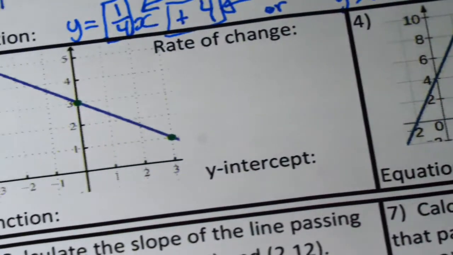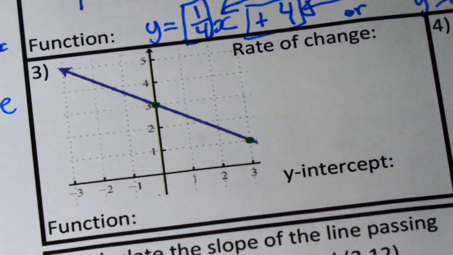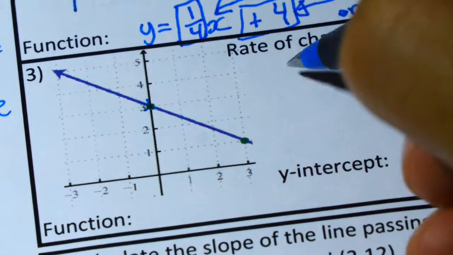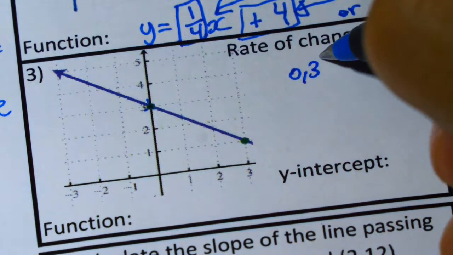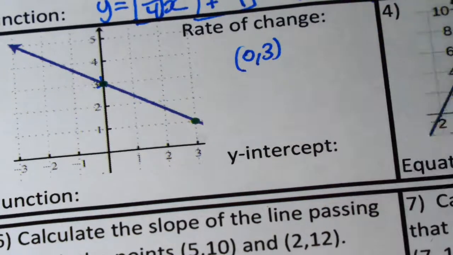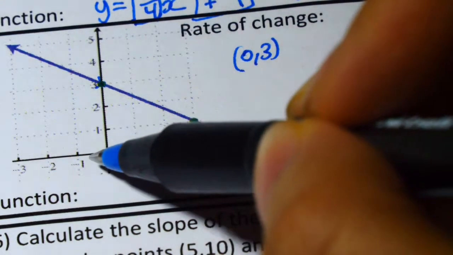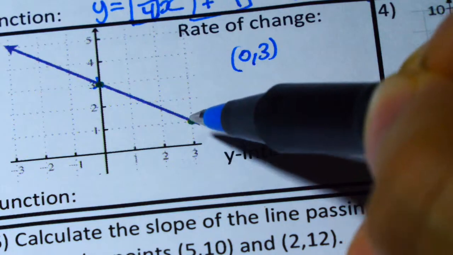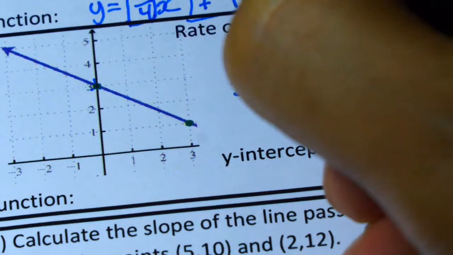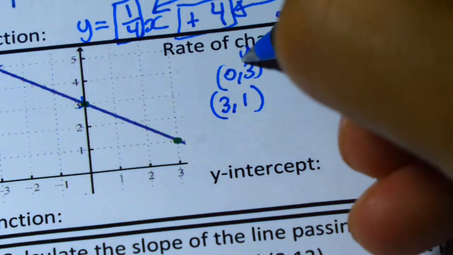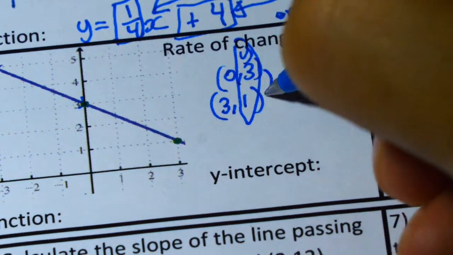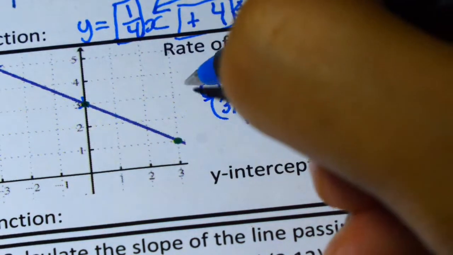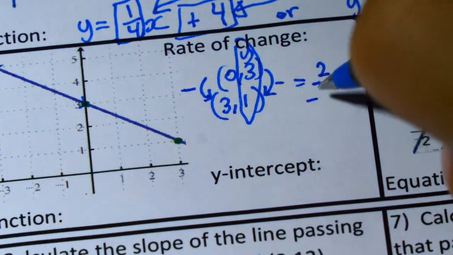Okay, question number 3. Rate of change. Again, we pick 2 points. This point here, 0, 3. And this point here. So remember, we always read the x value first. 3, and then the y, 1. 3, 1. Change in y first. 3 minus 1, 2. 0 minus 3, minus 3.